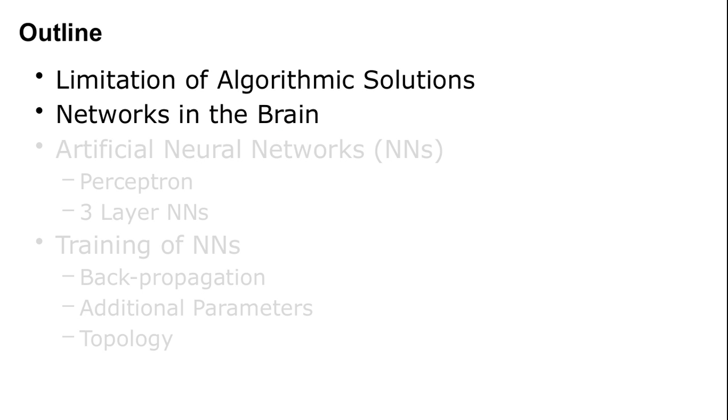We will be discussing the limitation of algorithmic solutions or deterministic solutions. Next, we will discuss neurons and how they create networks in the brain. We will then speak about artificial neural networks, specifically perceptrons and three-layer neural networks. We will then speak about the training of neural networks. In the discussion of training, we will speak about the backpropagation algorithm, additional parameters that are useful to tune a neural network, and how do we define the topology of a neural network.